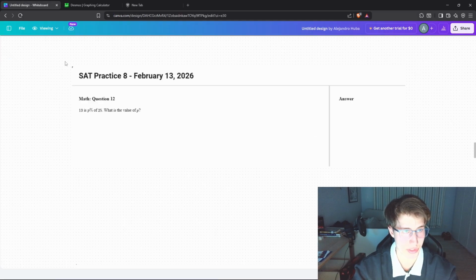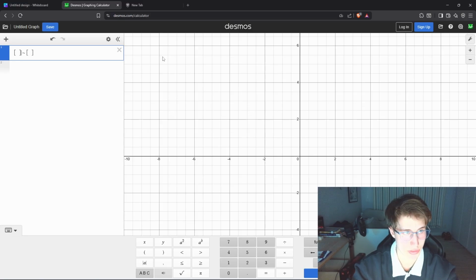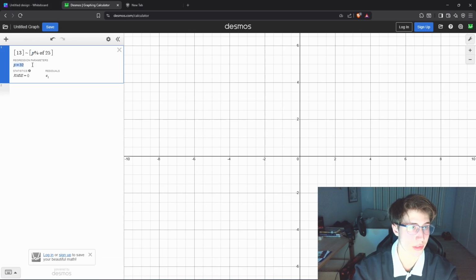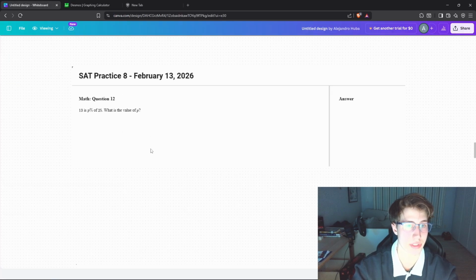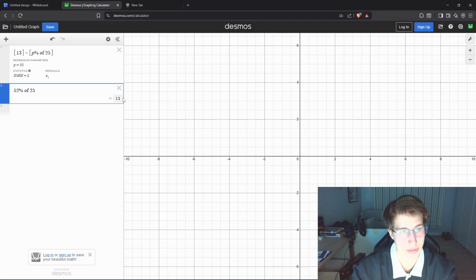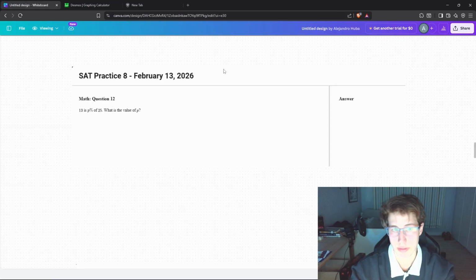Okay, so this is just another really simple problem. You could just guess and check here, or you could do percents the proper way, however you want to do it, or you could just use regression. So we'll set up our two boxes. 13 is p% of 25, and it says that the value of p is 52. So 52% of 25 is 13, which is correct, and we can check it right here.